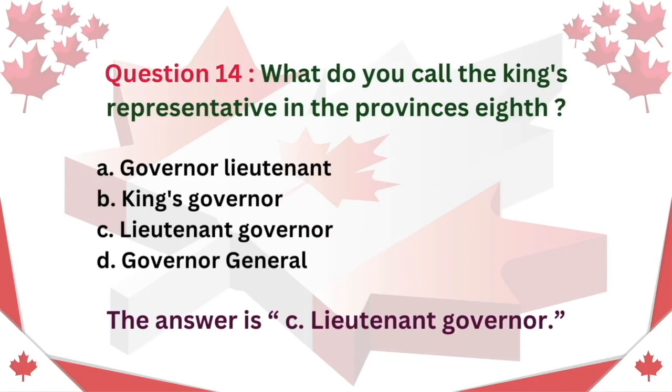Question 14. What do you call the King's representative in the provinces? A. Governor-Lieutenant. B. King's Governor. C. Lieutenant Governor. D. Governor-General. The answer is C. Lieutenant Governor.